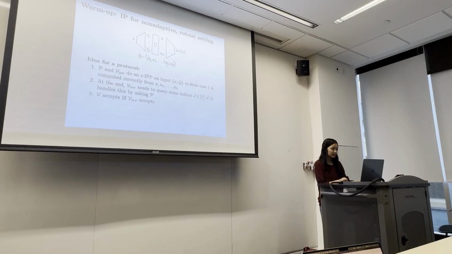Okay, so maybe the initial idea for this protocol is just to do an IPP. The idea is to do an IPP on this string of queries Q. So we're going to have P and V do an epsilon IPP on input XQ to show that this output bit 1 is computed correctly from X and the answers to these oracle queries. At the end of this IPP, the IPP verifier is going to need to query some indices in this string Q. He'll handle this by asking P, and then finally we'll just have V accept exactly when this IPP verifier accepts.